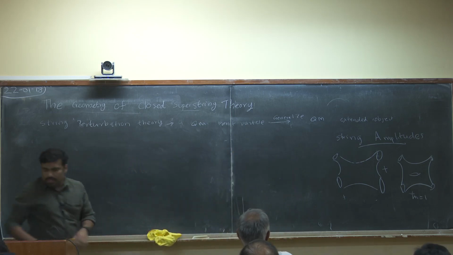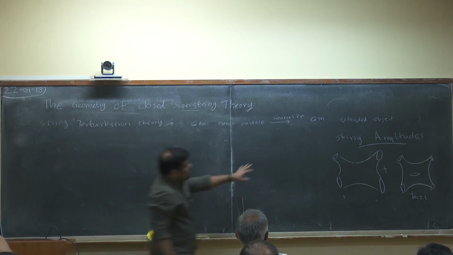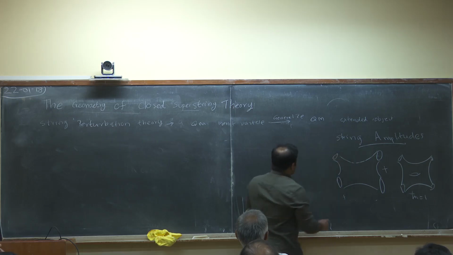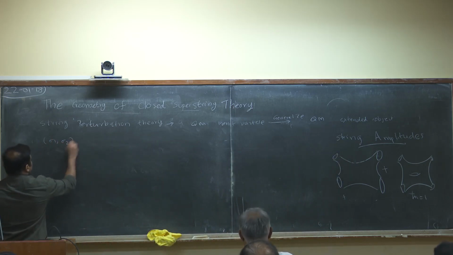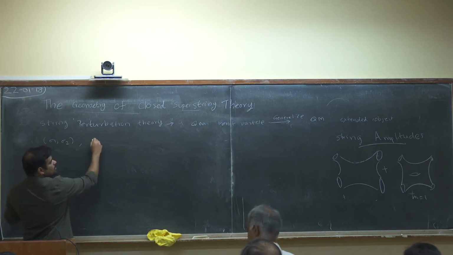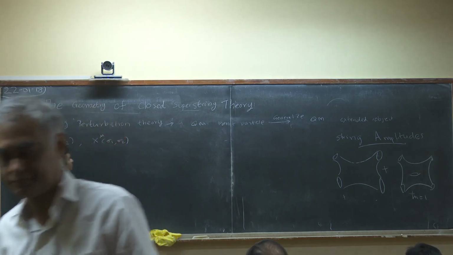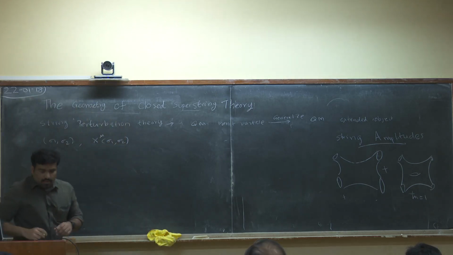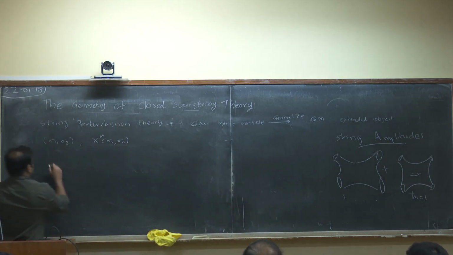So before that, let me tell you what is the action for each world sheet. We have a world sheet that can be parameterized using coordinates sigma 1 and sigma 2, and then you have an embedding space-time coordinate X(sigma 1, sigma 2). Then you can write down an action for each world sheet. So the action is the Polyakov action.